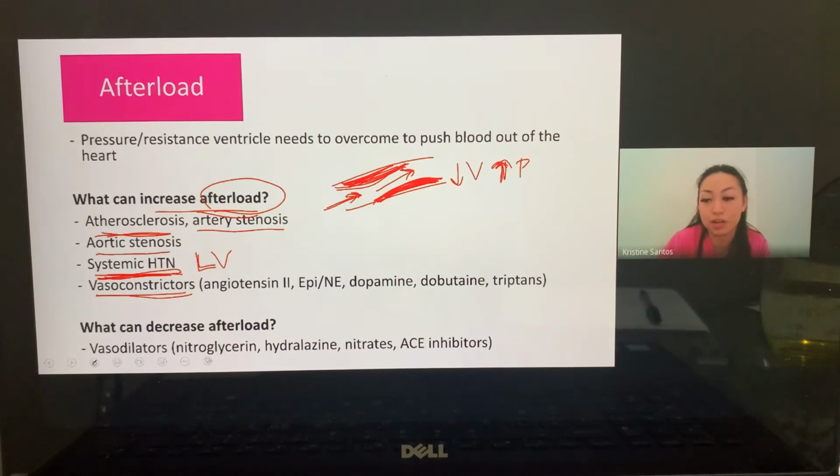So dilating the vessels means we're going to have a decrease in afterload, because afterload is the resistance that you need to overcome to push blood out. And one way to eliminate that sort of resistance is to dilate the vessels. So we can use drugs like nitroglycerin, hydralazine, and nitrates like isosorbide nitrate. These are blood pressure medications actually, and ACE inhibitors, which we talked about last week.